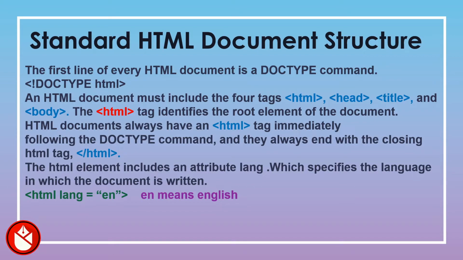The html element includes an attribute, lang, which specifies the language in which the document is written. Suppose html lang is equal to, within double quotes, en. That en means English.